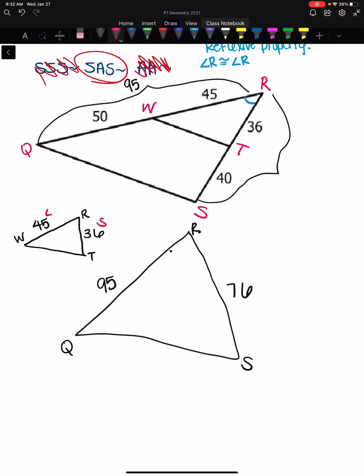So we can go ahead and set up our proportional sides here, right? I've got my short side and my long side as 36 and 45, and then 76 and 95 for my big triangle, right? And we pulled out our congruent angles because we know that, again, angle R is congruent to angle R. So we're going to set up our proportions here as short over short and long over long. So we'll do 36 over 76, and then 45 over 95.